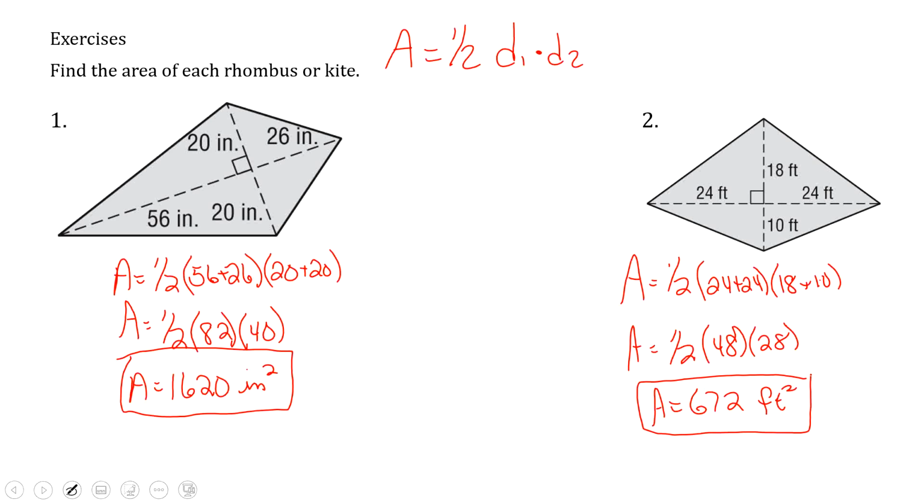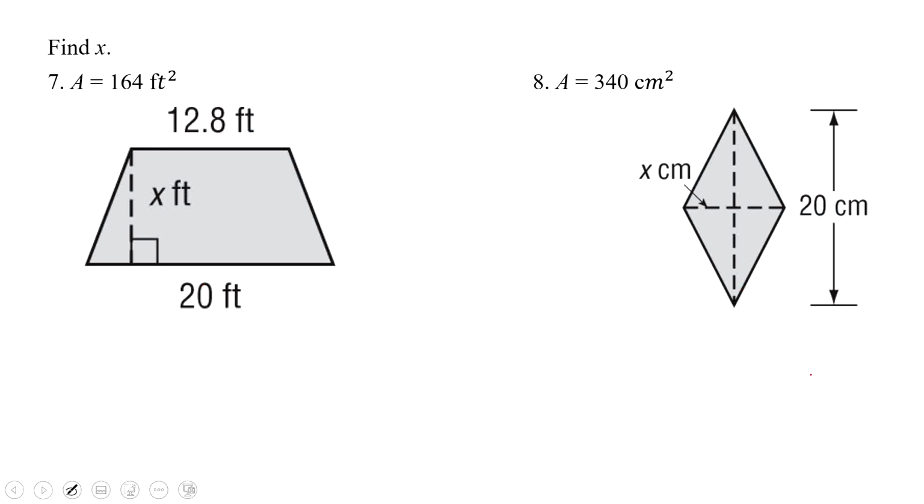Say, Ms. Ford, I don't quite understand that. Two different ones now. We're going to solve for a variable. So we're told what our area is. We have to remember what area formula we're using for each shape, and then we have to solve for x. So again, take a stab at these. Come back and check your answers when you're finished.